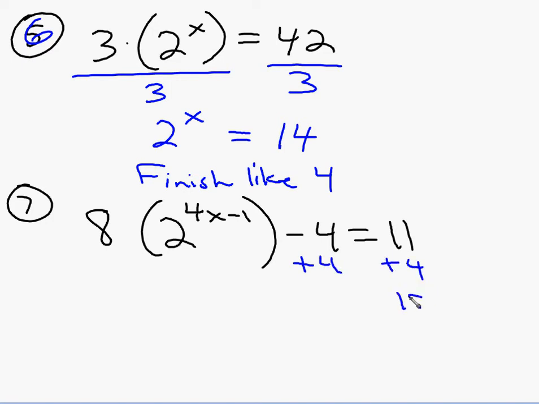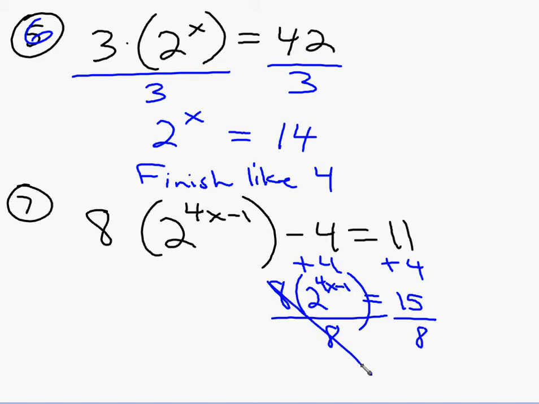So I have 15 equals 8 times 2 to the 4x minus 1. And why don't we go ahead and divide both sides by 8? Which is going to give me 2 to the 4x minus 1 equals whatever 15/8 is. 15/8 is 1.875.